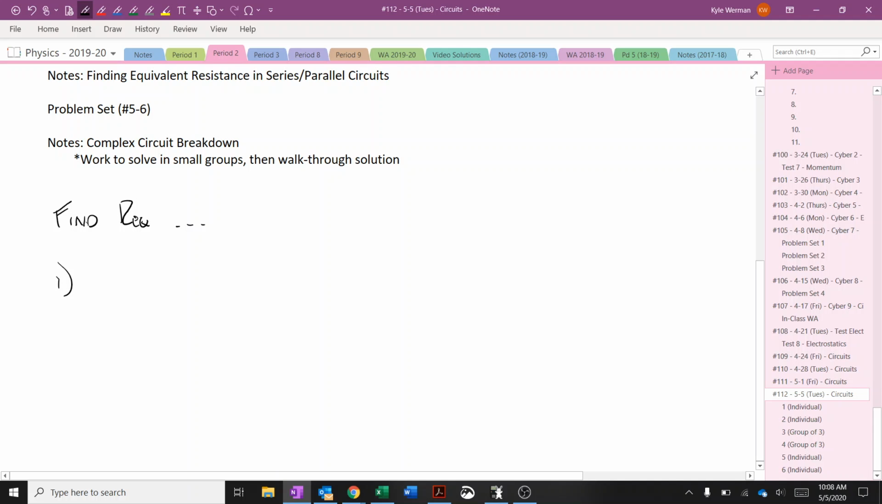All right, and I'm going to start. I'm going to give you a nice simple series circuit. We've already done these before. All right, here's 3 resistors in series. We'll call this one 5 ohms. We'll call this one 6 ohms, and we'll call this one 2 ohms. All right, so if I'm finding the equivalent resistance, hopefully you recognize that that's in series.